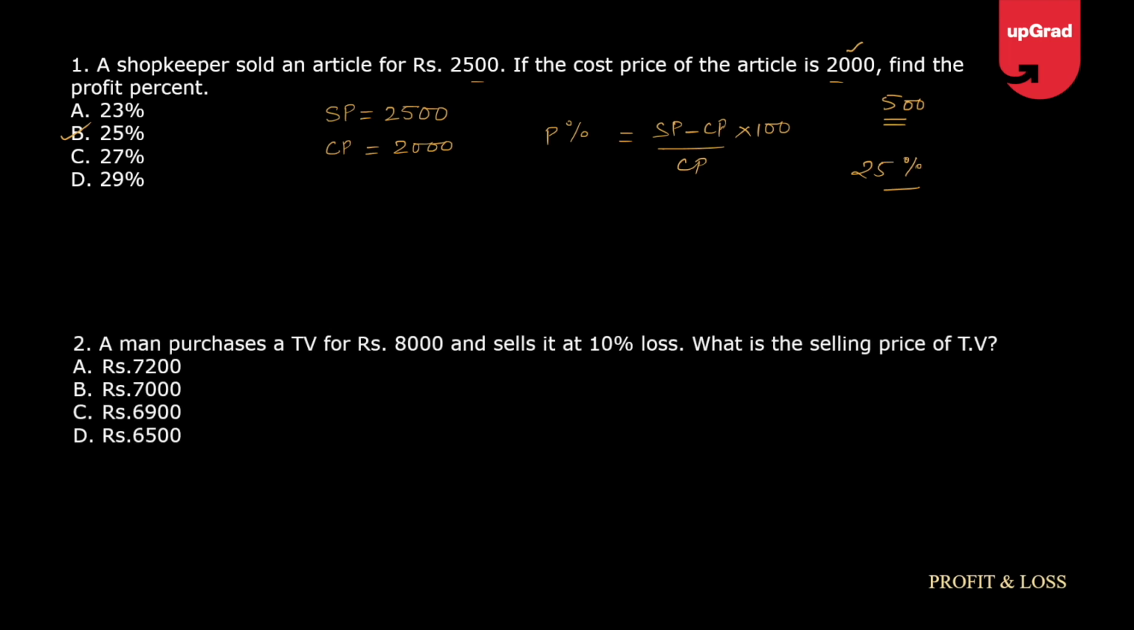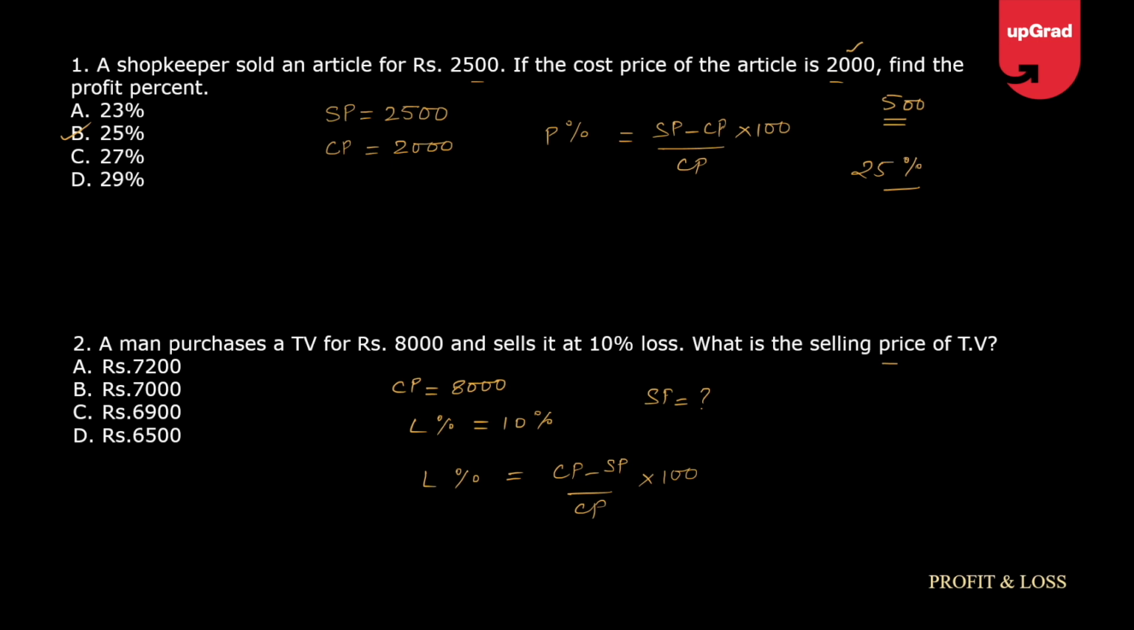A man purchases a TV for rupees 8000. Now this time I got my cost price as 8000. That's the purchase price. And sells it at 10% loss. So here it is given that the loss percentage is 10%. And the question is asking me what is the selling price. So I have to calculate selling price. I know the formula for loss percentage would be cost price minus selling price divided by cost price multiplied by 100.